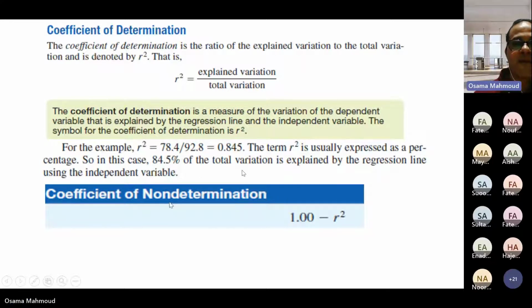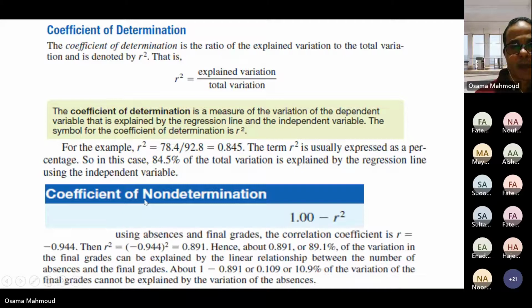It means the variation explained by the regression line is 100 minus 84.5. I get 15.5% of the total variation is not explained by the linear regression equation. This is what the coefficient of non-determination means. Catch it?